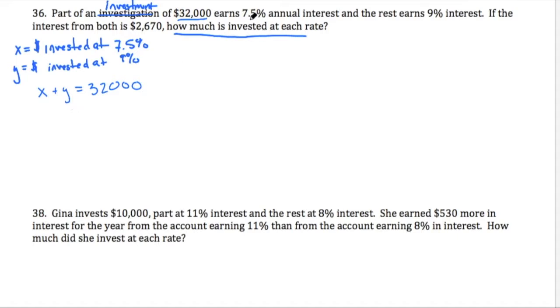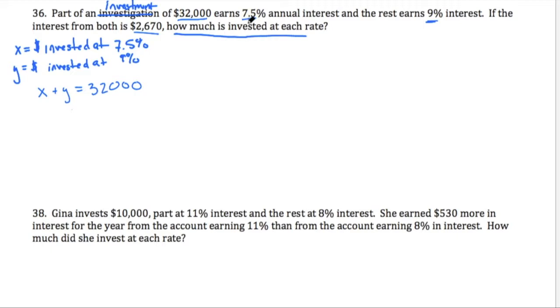The next part, we have to think about percentages. So if we take 7.5% and multiply it by the amount that we invest in that account, that would give us how much interest we earn. And the same for the 9%. 9% times the amount that we put in that account will give us the interest from that. So together, the amount from the 7.5% account and the 9% account is going to give us this total of $2,670. Now, we don't know the amount that went to each, but we've given ourselves variables for those.